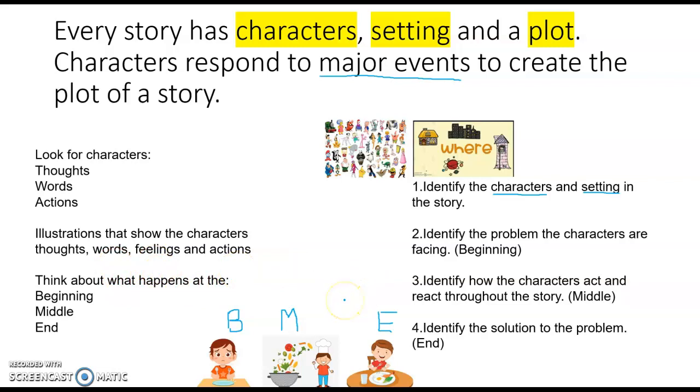So as we go through the story, as we identify how the characters are reacting, we're going to eventually come to a solution. So last we'll identify the solution to the problem, and that's the end of the story. So thinking about story structure, we want to make sure we're paying attention to the beginning, the middle, and the end. You're going to be reading a story today and doing those things.